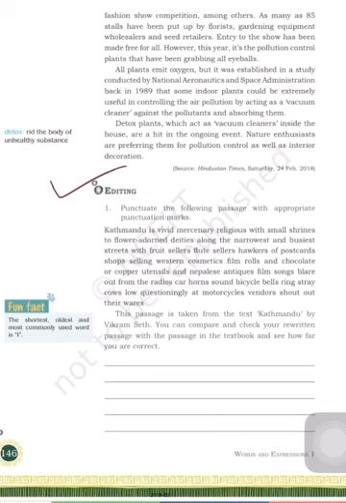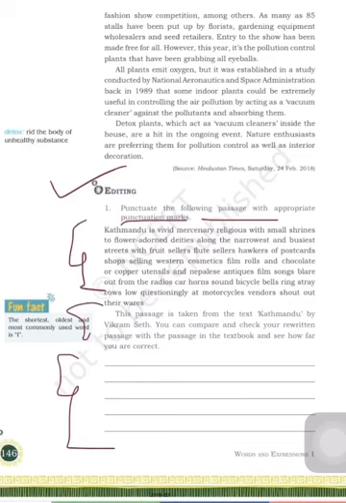The first part of editing is: punctuate the following passage with the appropriate punctuation marks. What we need to do is very simple. We just have to add some punctuation marks in the given passage and write our answer here. Firstly, we are going to read this. This passage is taken from the text Kathmandu by Vikram Seth.